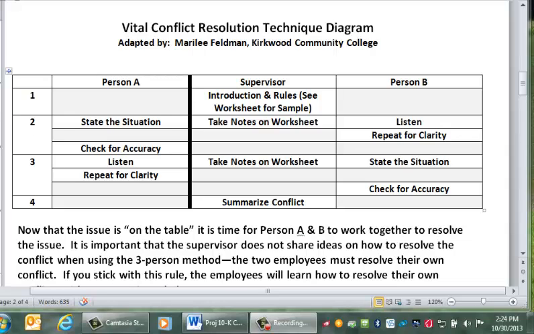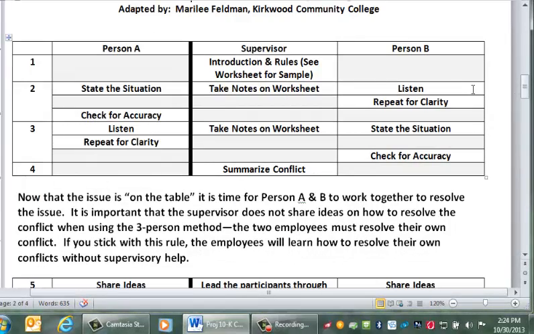This video is an introduction to conflict management. Today you're going to learn about a process for resolving a conflict. The process on this chart includes 3 people, the supervisor and 2 people who are in conflict. Let's go ahead and get started.